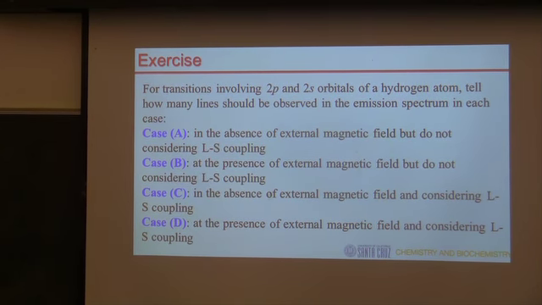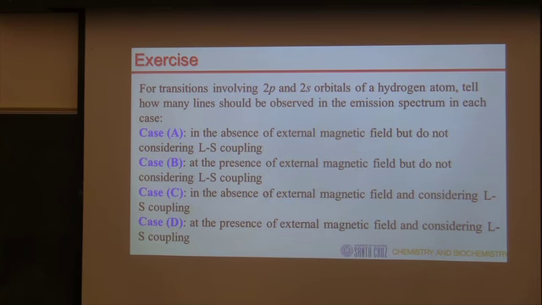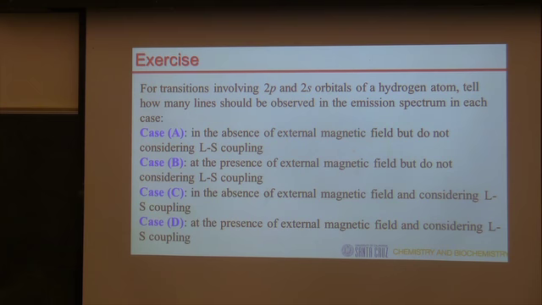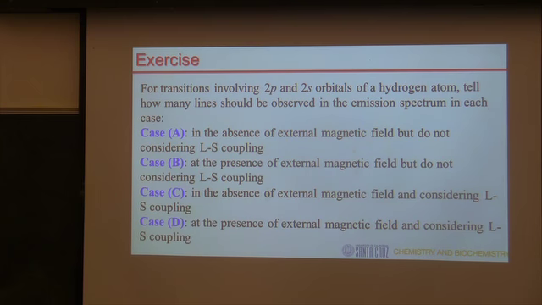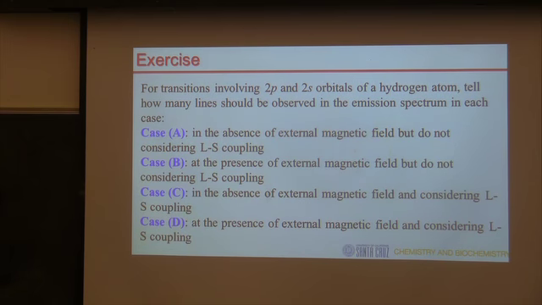Once we consider two factors, the inner levels definitely will split, but will split according to one number, MJ. Okay, good. So before, we know J equals 1/2, 3/2 for this state, and J equals 1/2 for this state, right? And now we need to evaluate MJ.